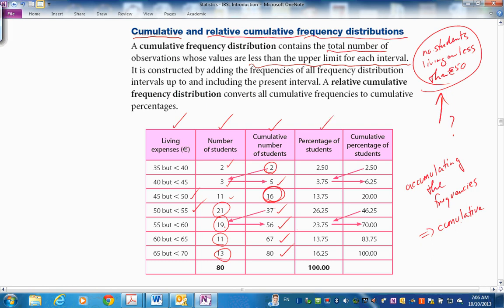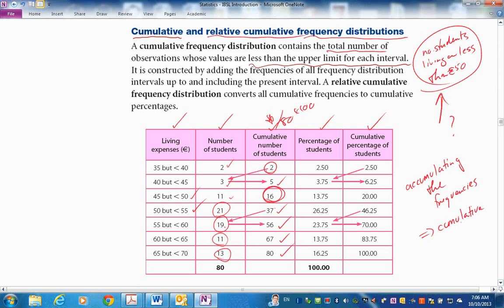Instead of percentage of students as we had before, we could have cumulative percentage of students. So it's just this number divided by 80 times 100 again. So you could have percentages up to the end of that group. This can be very handy in asking questions about where students are lying within their groups.